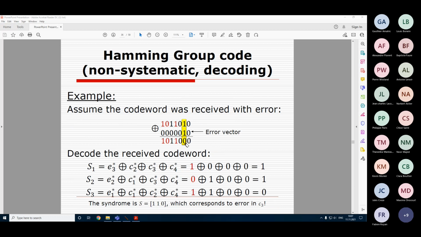Now, if we are checking this code word, so C3 symbol now is 0. So wait a minute, C3. So C1 is 1. Okay.